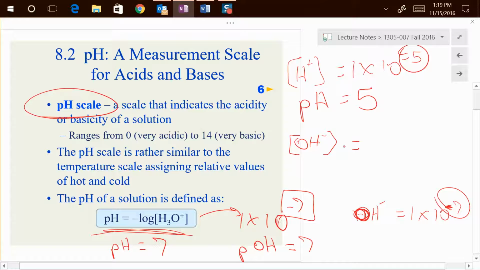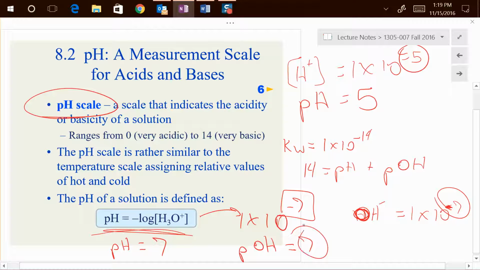Okay, let's start here. So if my Kw is equal to 1 times 10 to the negative 14, okay? If I take the negative of the log of the Kw, what does that equal? 14. 14 equals pH plus pOH. If my pOH is 7 and my pH is 7, that equals 14, right?